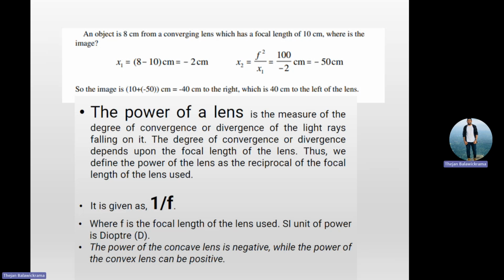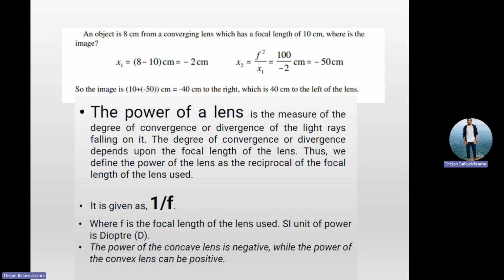So they have given the object is 8 centimeters from a converging lens, so P is 8 centimeters. F is 10, converging so positive. Where is the image? Where is the Q? We know x1 is equal to P minus f. So P is 8, that means 8 minus 10, minus 2 centimeters.